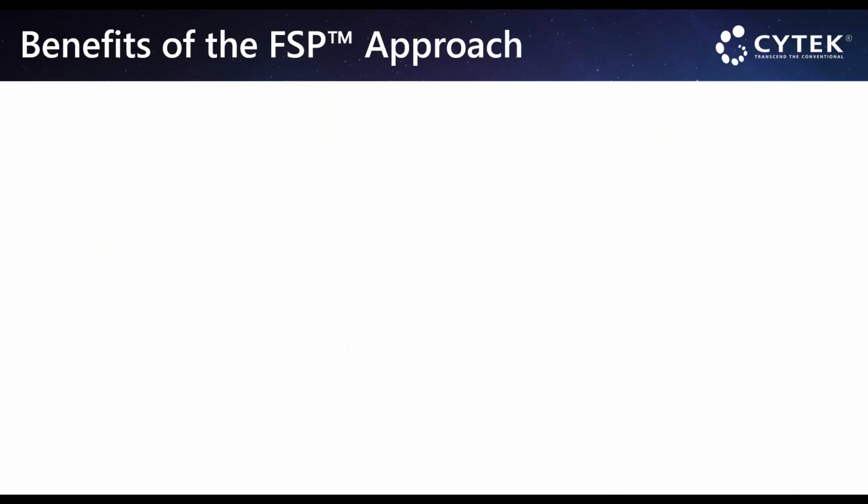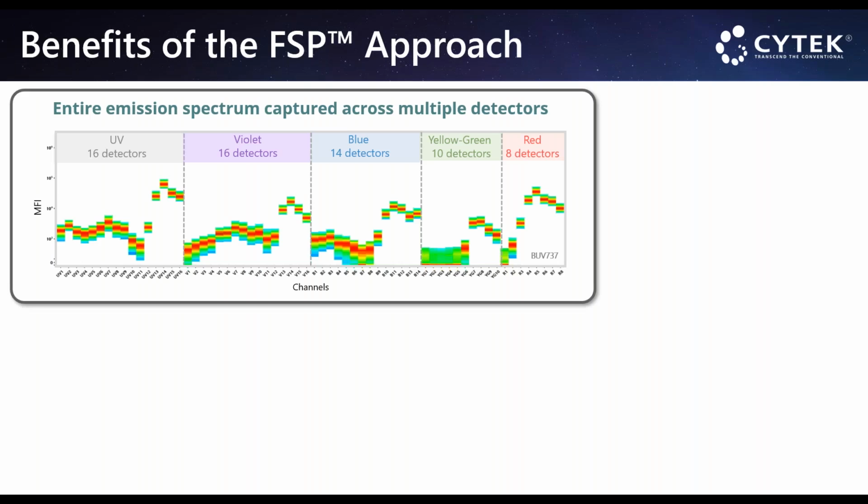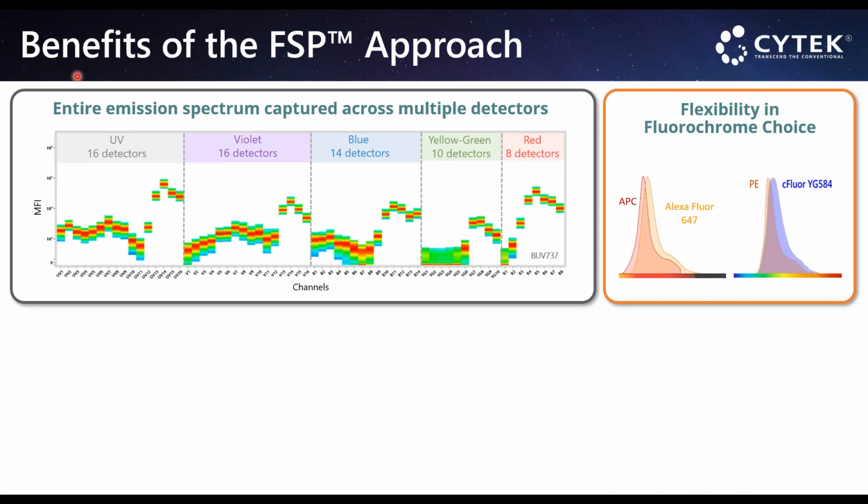And so finally, just summing up benefits of the full spectrum profiling approach, we are capturing the entire emission across multiple detectors. So a lot more data is being collected from each fluorochrome. And using that data, what we can do is provide additional flexibility in these fluorochrome choices. So I talked about APCLS at 647. This is one of our Cytek cFluor reagents, which you can run together with PE. But again, on a conventional instrument, these would probably occupy the same detector.